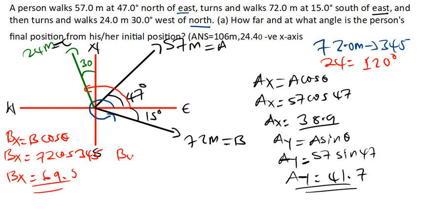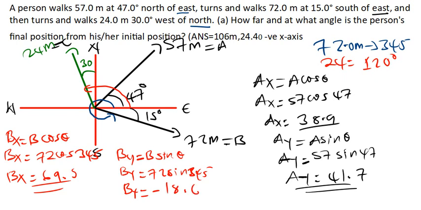Then to find By, it's going to be B sin theta. By will be equal to 72 sin 345. This is giving me negative 18.63, which is just 18.6.